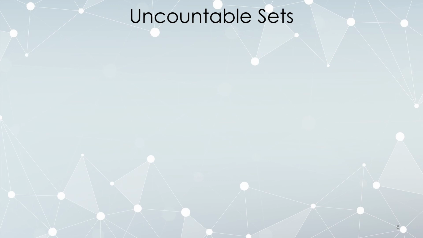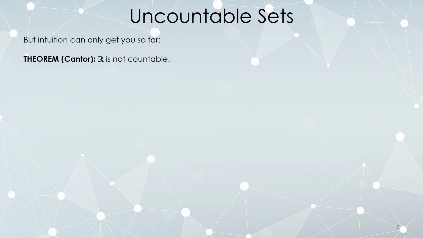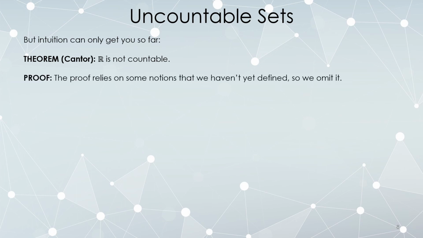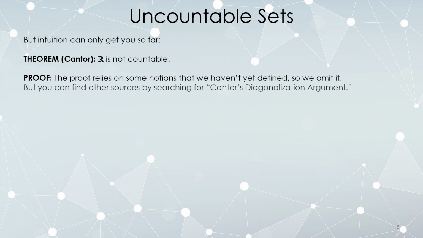We're going to close this out with a definition of what are called uncountable sets, because intuition can only get you so far. The real numbers are not countable. Remember, a countable set can be put into bijective correspondence with the natural numbers. The proof relies on some notions we haven't defined, so we are going to omit it. It's not terribly complicated. If you just search either YouTube or Google for something called Cantor's diagonalization argument, you'll quickly find many, many pages that give you this proof. It's not the hardest thing in the world, but it relies on some formal definitions that we haven't introduced, and I don't want to bother introducing just to do this proof.